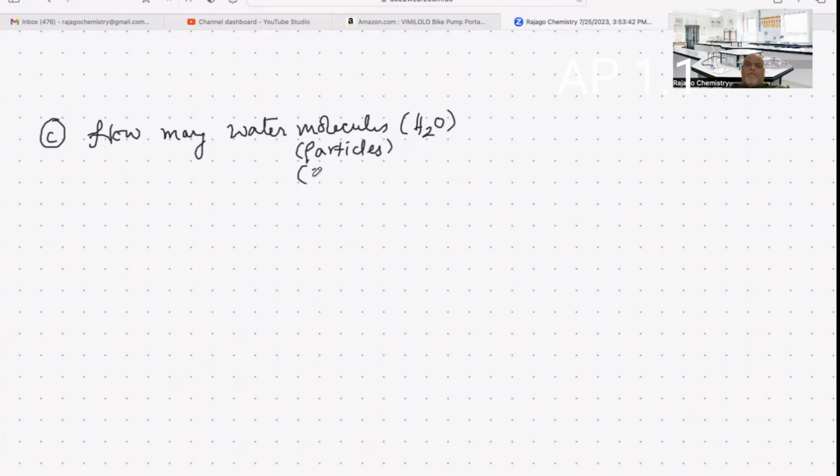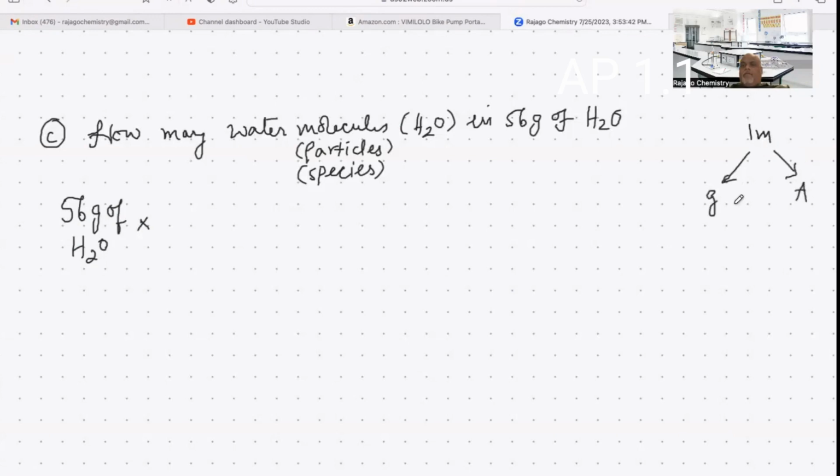How many water molecules are there in 56 grams of water? These are particles, water molecules, species, everything is the same. We are going to find out the molecules. Whenever you have this, write down 1 mole, grams, to Avogadro number. When it says molecules, then it's going to talk about Avogadro number.